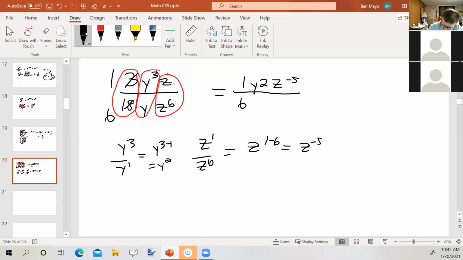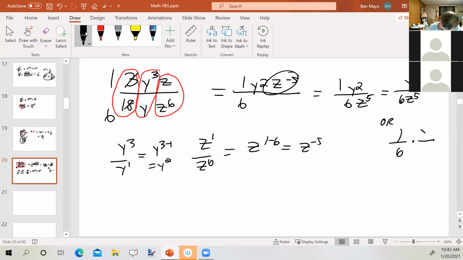Okay. So what I'm going to do now, I'm going to take this and move it downstairs, do the reciprocal, and change it to a positive 5 exponent. All right. Now, I don't technically need the 1 now, so I could write y squared over 6z to the 5th. Or I could write it this way, 1/6, and then like that. Probably, my guess would be that this would be the preferred way of writing it.